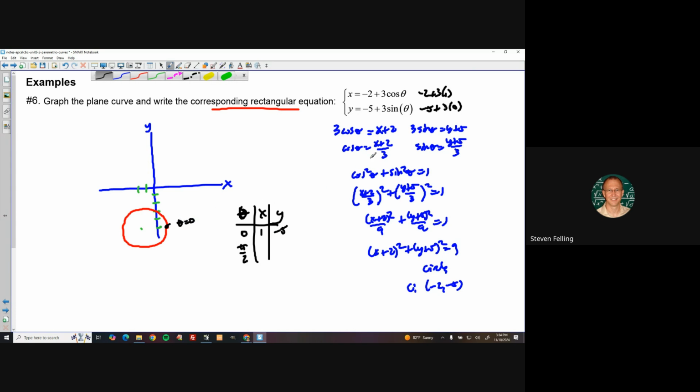Okay, and then if I go to pi over 2, right, this is going to become, let's see, negative 2 plus 3 times the cosine of pi over 2, which is 0. So this is negative 2. And the y would be negative 5 plus 3 times sine of pi over 2, which is 1. So that would be negative 2. So we would be at negative 2, negative 2. So right here at theta is pi over 2, which means our direction arrows will go that way. So we'll go counterclockwise around this circle. All right, another really good example, typical example.